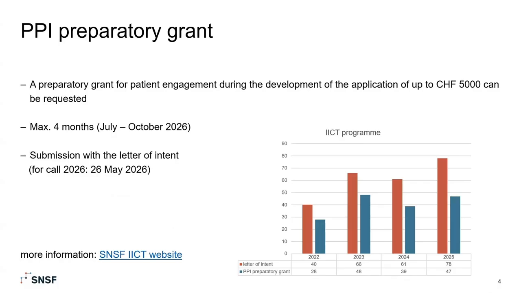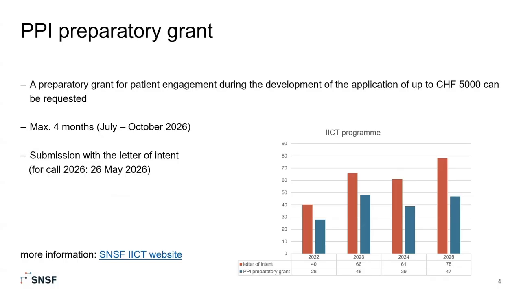The PPI preparatory grant is a preparatory grant for patient engagement during the development of an application, before you submit the full proposal in IICT. You can be awarded up to 5,000 francs for this preparatory phase. The duration is a maximum of 4 months, between July and October of this year, 2026, if you envisage applying for the IICT call.